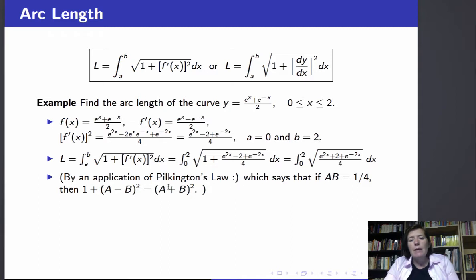And notice that this is just (e^(x)/2 + e^(-x)/2) squared. And the pattern here that I'm looking at is if I have two numbers, capital A and capital B, then 1 plus (A minus B) squared is (A plus B) squared if A times B is 1/4. In other words, if you have this cancellation thing going on in the center here, that 1 minus 1/2 becomes plus 1/2.